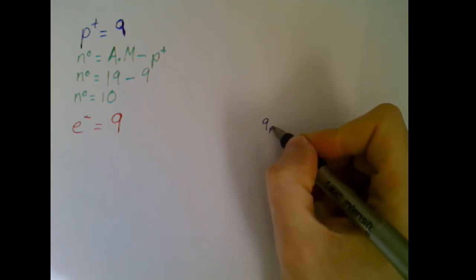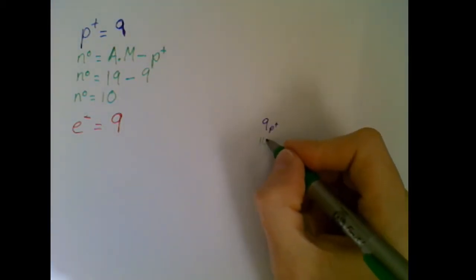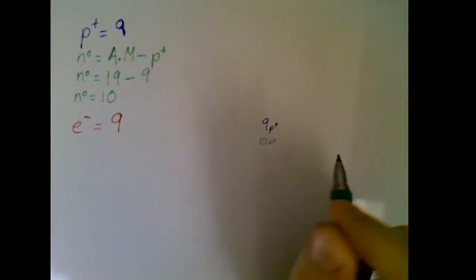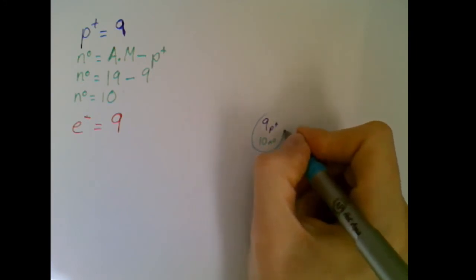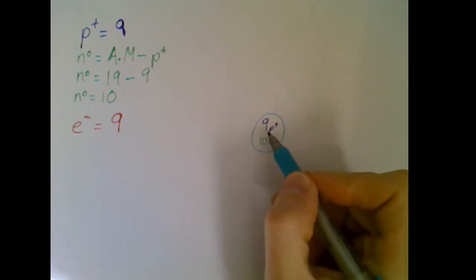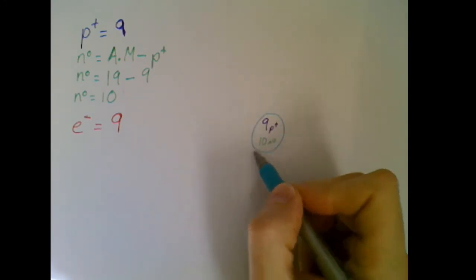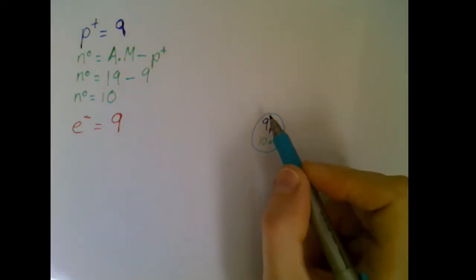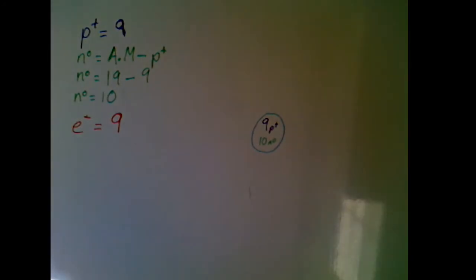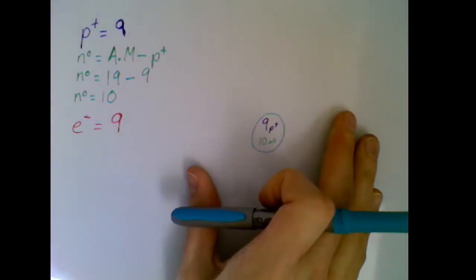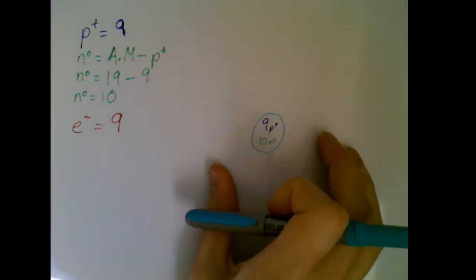So I'm going to put 9 protons, 10 neutrons, and then I am going to draw a circle around them. If you were to draw this circle first and then fill in your numbers after, I guarantee you're going to draw this circle way too small. You're just going to have to crush those numbers in there. So now that we have that, the next thing we can do is fill in our electrons.